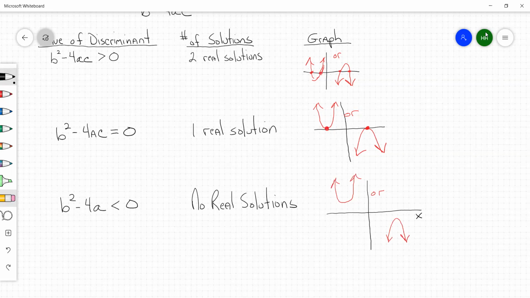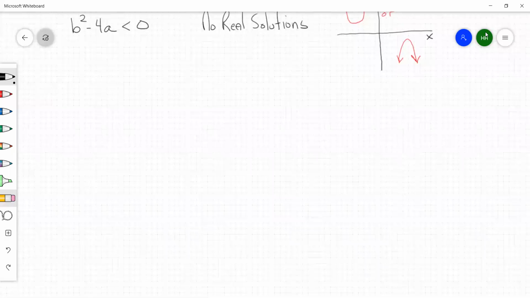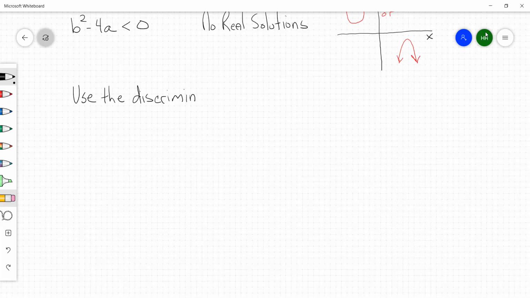So in the first part of your assignment today, you're going to be given quadratic equations. You're going to be asked to use the quadratic formula to solve. In the second part of your assignment, you're going to be asked to use the discriminant to determine the number of real solutions.